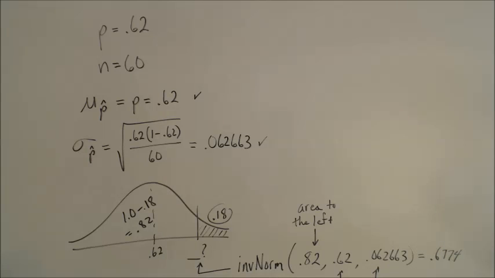Making this calculation on our calculator, we find a proportion of about 0.6774. Thus, only 18% of these samples would have a sample proportion greater than about 67.74%. That's the proportion we were looking for, and that completes problem 4.